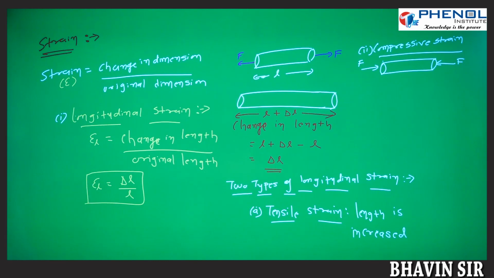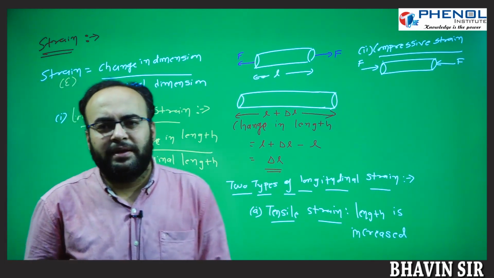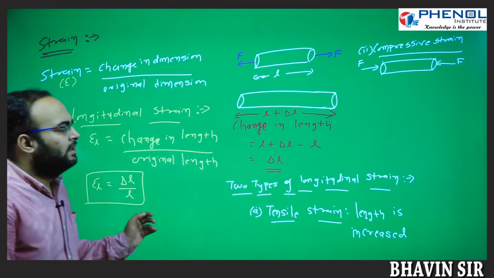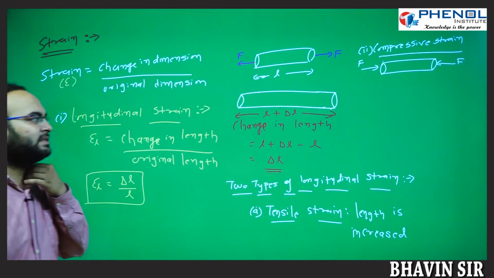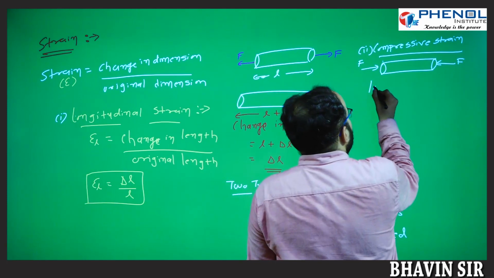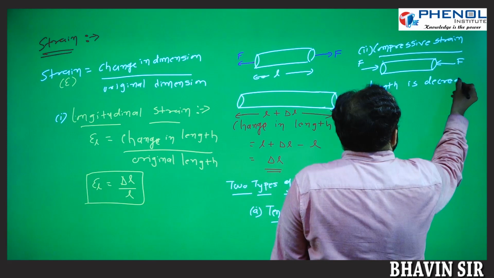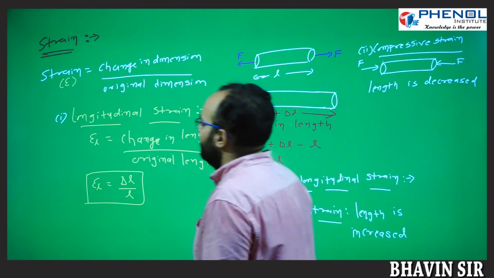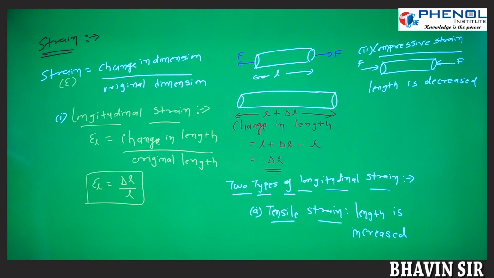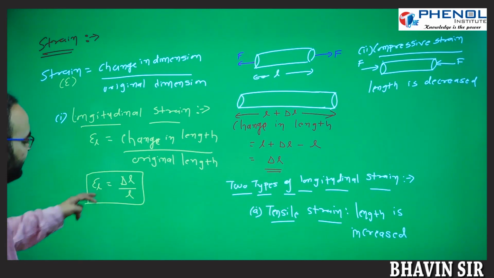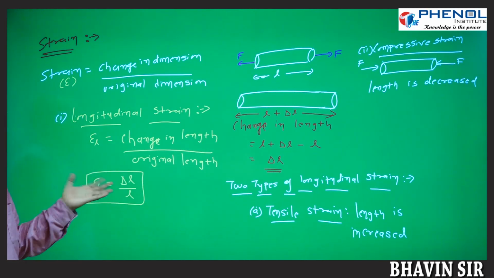So longitudinal strain has two types. Tensile strain, formula same, delta L by L, but in tensile strain length is increased. In compressive strain, length is decreased. What is the meaning of longitudinal strain? Change in length by original length, delta L by L, and there is no unit of strain. It is dimensionless, because change in length is meter by meter, so it cancels.